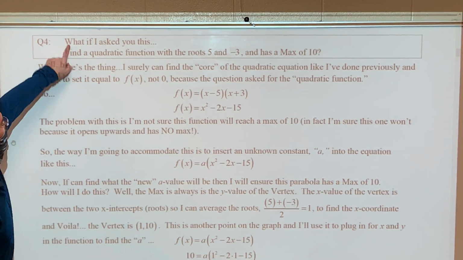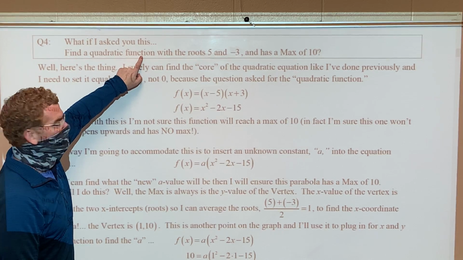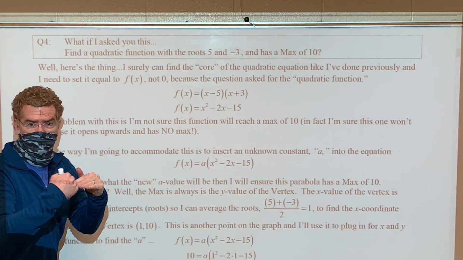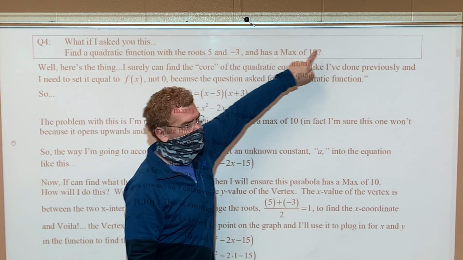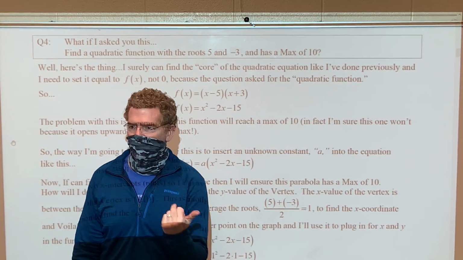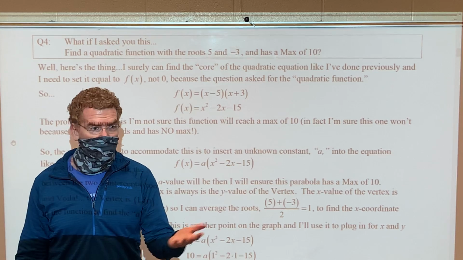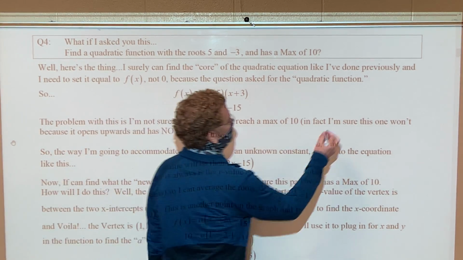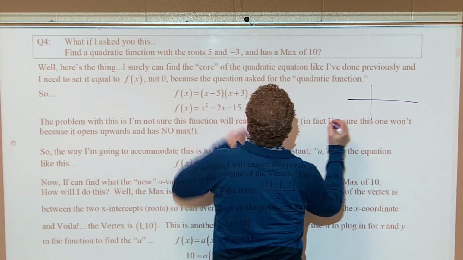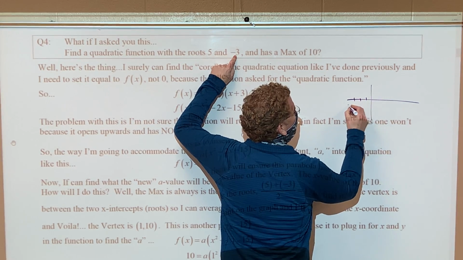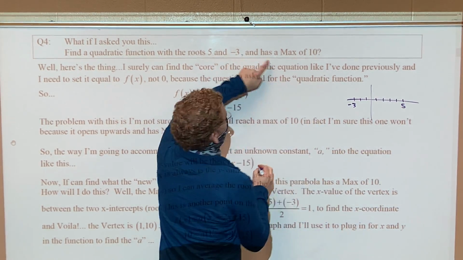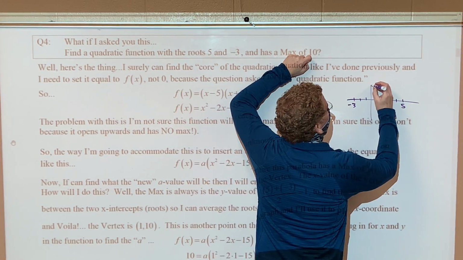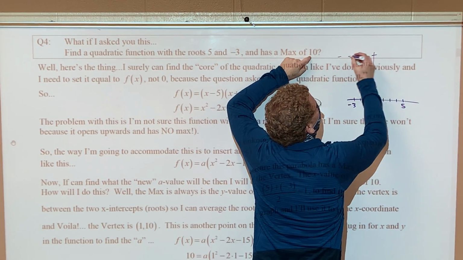Okay? So right here, what if I asked you, find a quadratic function. Quadratic function is f of x equals ax squared plus bx plus c, which has those roots and a max of 10. I did this problem yesterday, didn't I? Didn't I? I mean, yesterday I said, graph these. And you went to -3, +5, and you knew the max was 10. So way up here at 10 was the max.